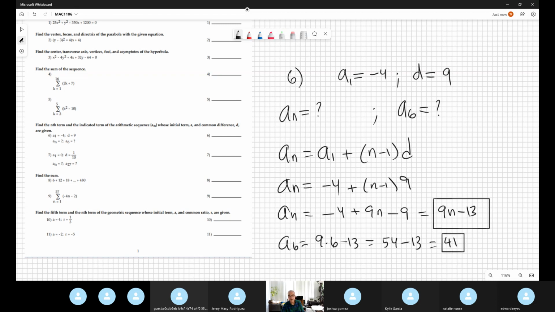Well, 2 answers we need: the general A sub n explicit formula for this specific sequence, and in position 6, the element is 41. Any question?